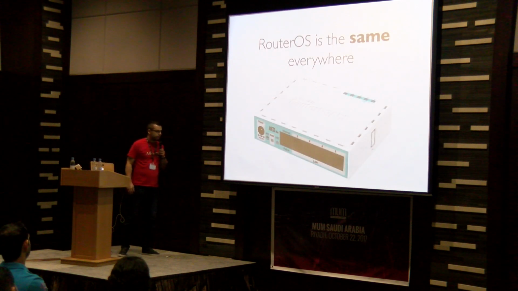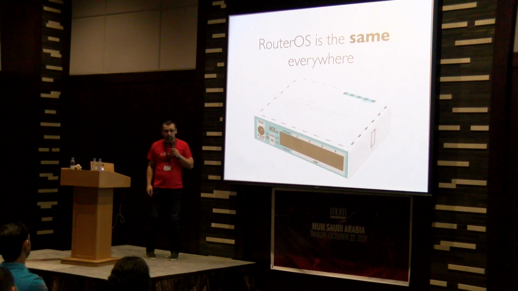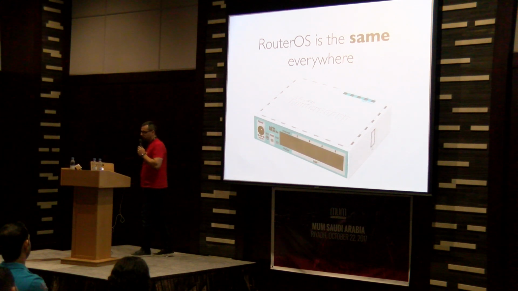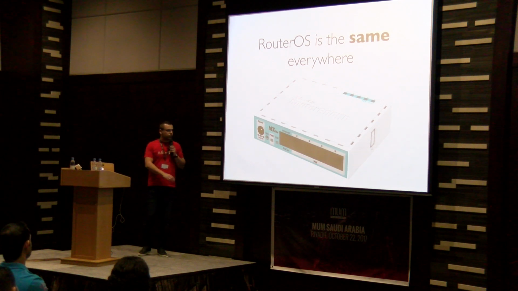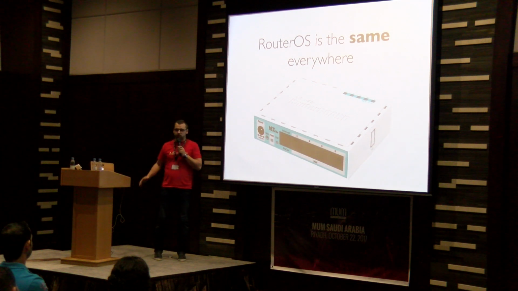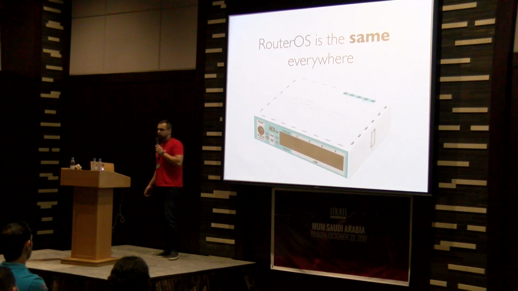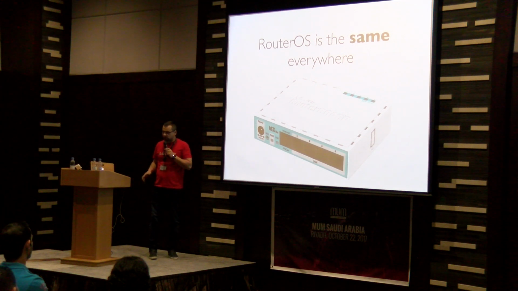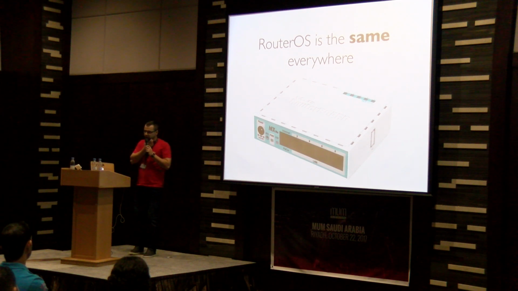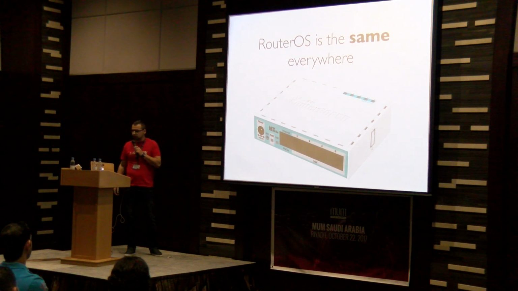So, first of all, RouterOS is the same everywhere. Basically, if you learn how to use one command on one router, then you will be able to use the same command, same functionality on another device. You can take a simple home access point, for example, and create a firewall there. You will be able to use the same rules on CCR devices and so on. So basically, if you learn something, then you will be able to do it on any of the RouterOS devices.